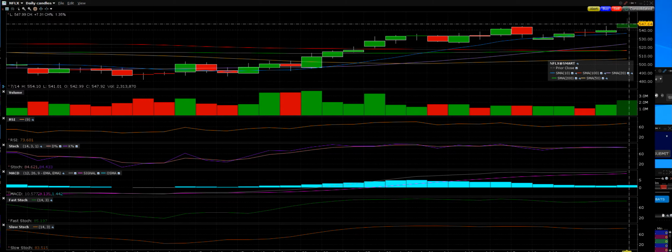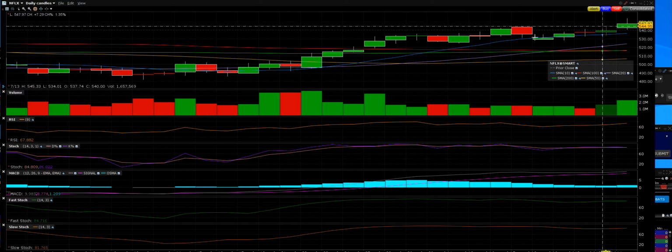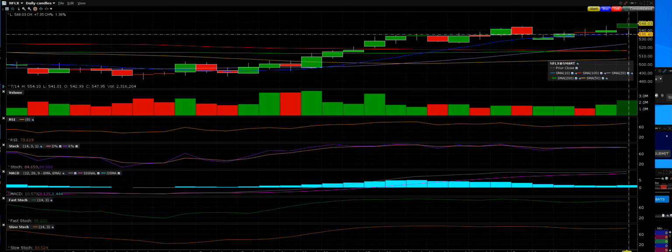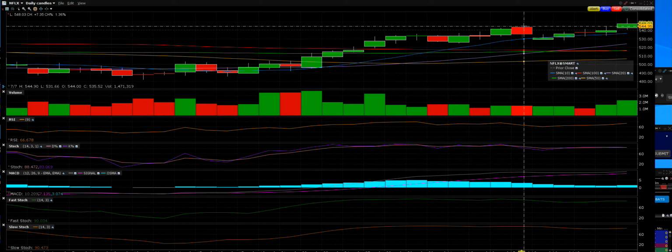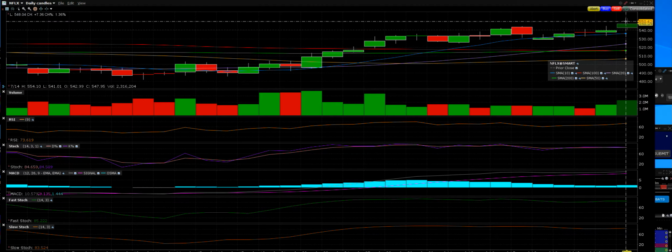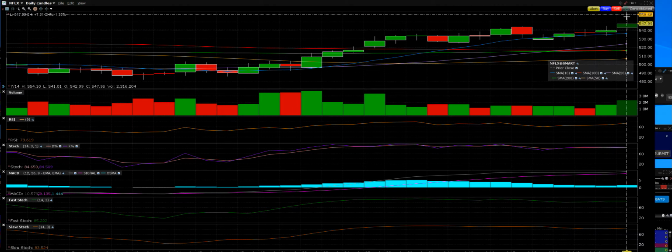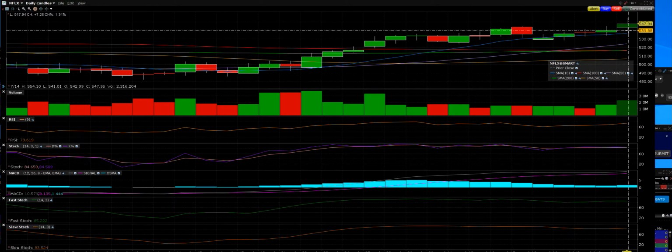NFLX. Yep, a lot of people have been watching TV lately. Look at this 5-day breakout. That's ascending. It takes out resistance right here today. Last quarterly earnings release, it got whopped hard.